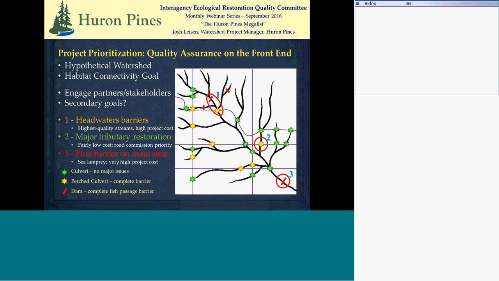The objective ranking system provides excellent justification for prioritizing sites, but it's only one step in the larger process of project prioritization. The inventory data fails to capture the full ecological and socioeconomic context of potential project sites. Suppose that removing the first barrier, Project 3, allows invasive sea lampreys to enter the watershed.